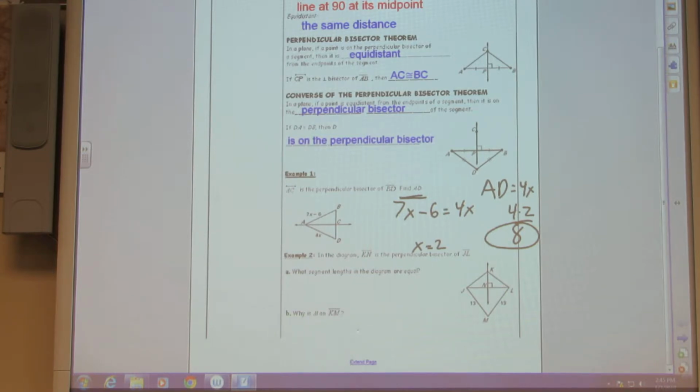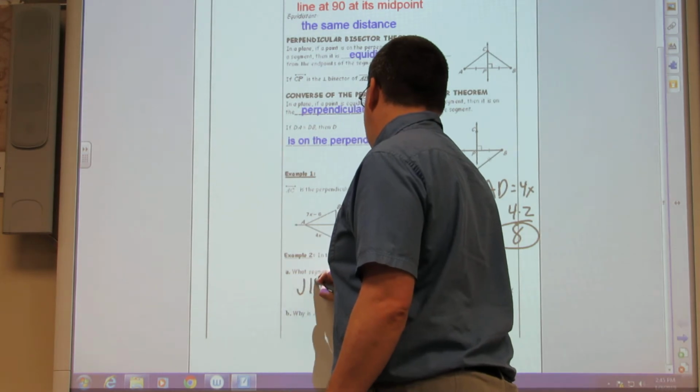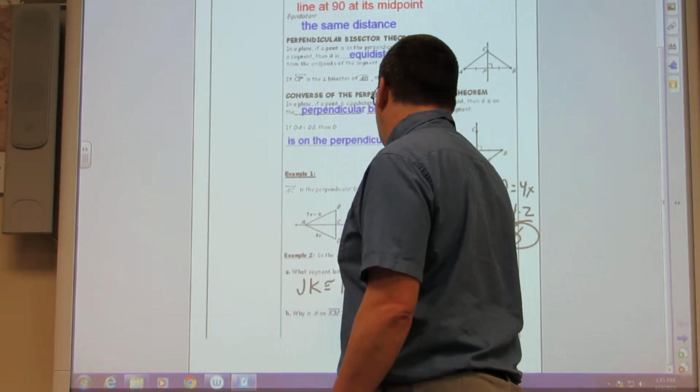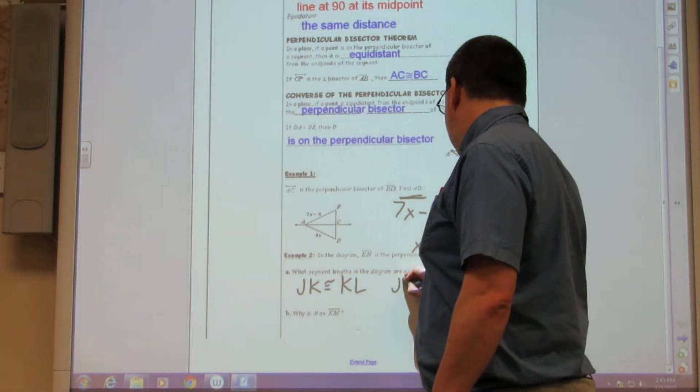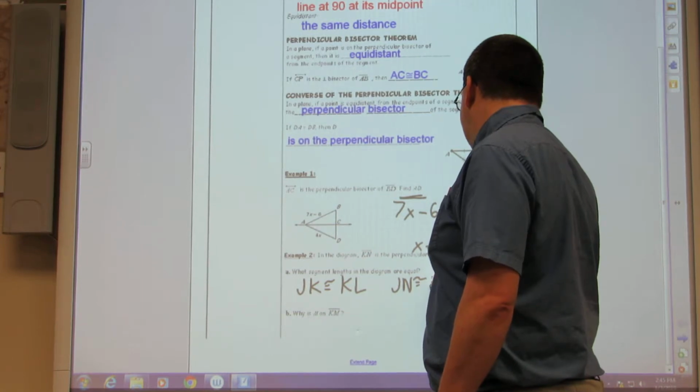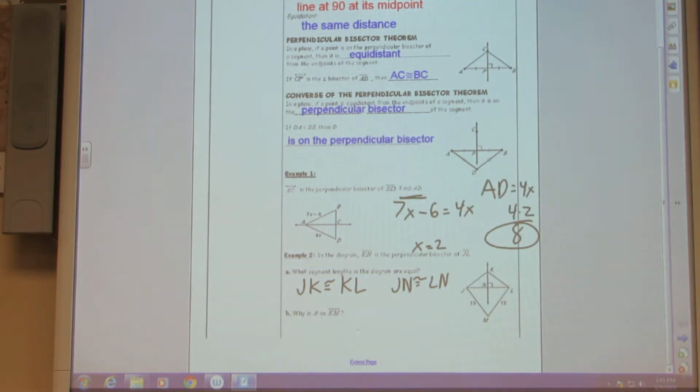Example 2. They tell me KN is the perpendicular bisector of JL. So they want to know what other segments in the diagram are equal. Right? So I have JK congruent to KL. I know that because of our perpendicular bisector theorem. JN congruent to LN, and I know that by the definition of perpendicular bisector.